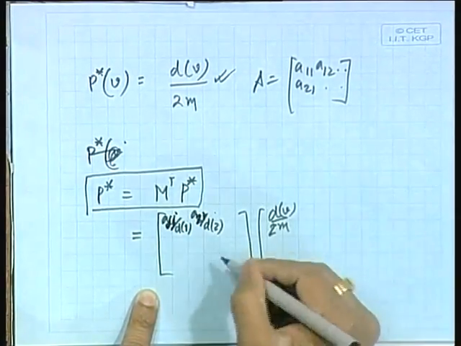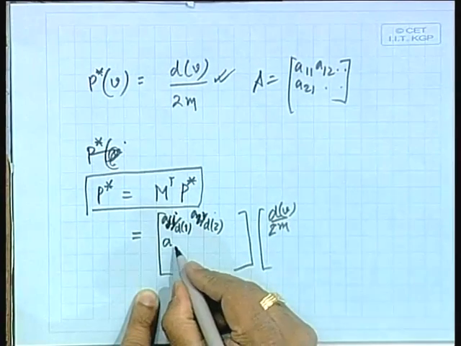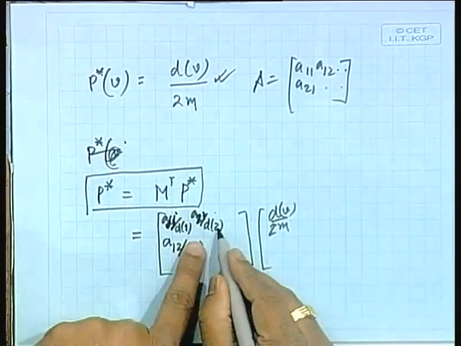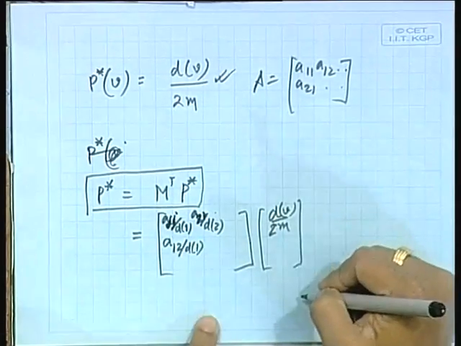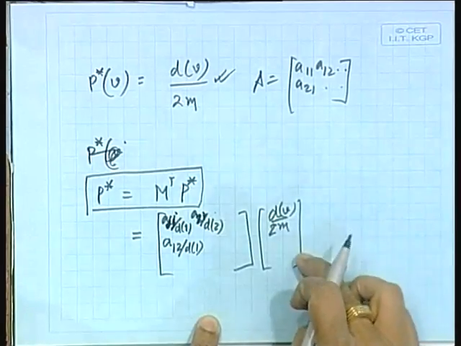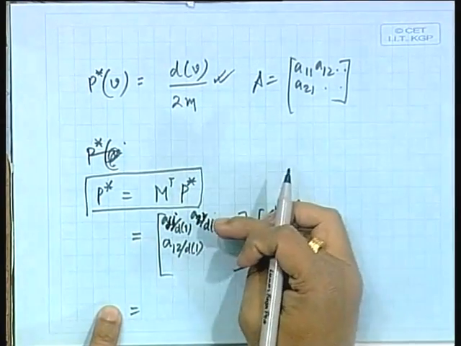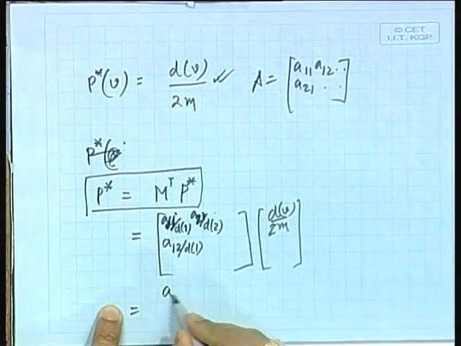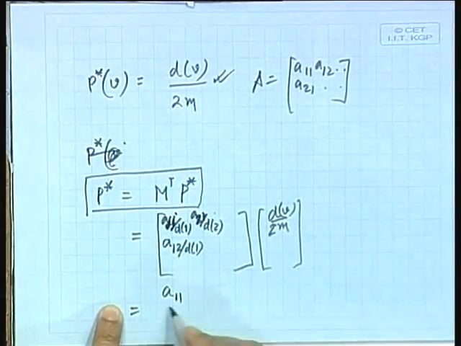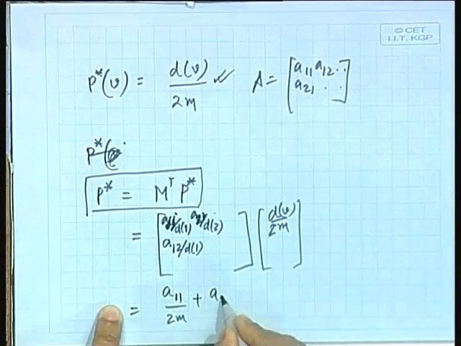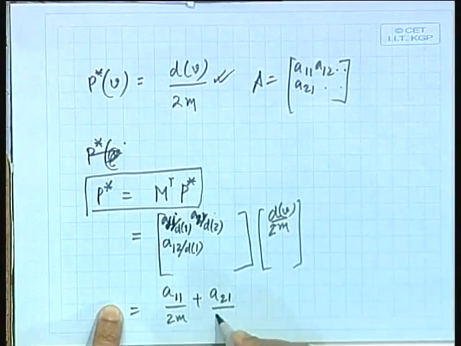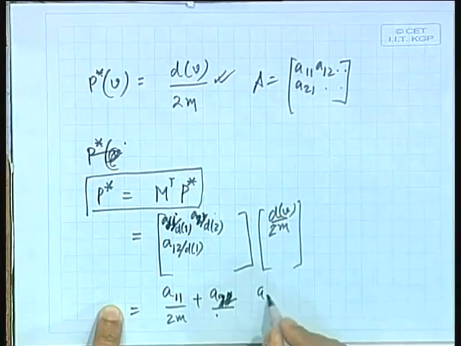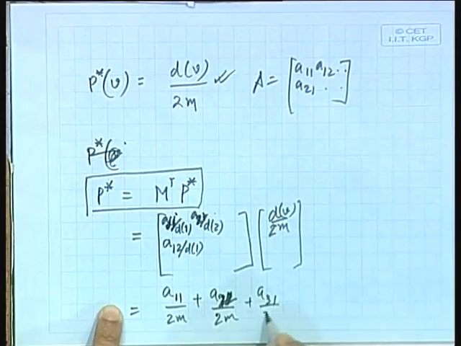And so on. So this will be your A12 by D1 and so on. Now you multiply it by this particular vector, which is nothing but D1 by 2m, D2 by 2n, and can you see what happens? D1 gets cancelled with D1 when you multiply the first thing, and you get A11 by 2m plus A21, not A12, A31 by 2m and so on.